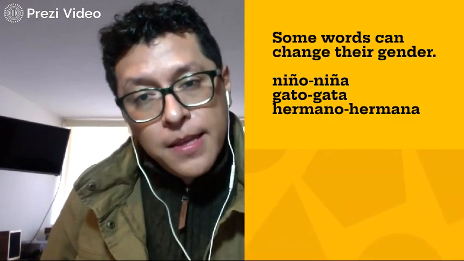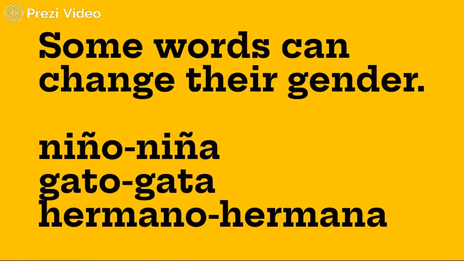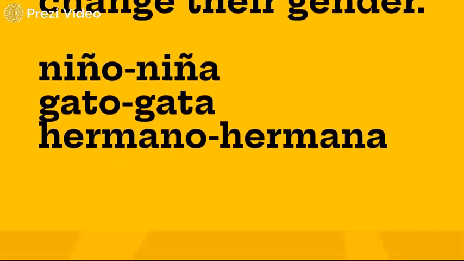So let's take a look at this. It says some words can change their gender. These words change their gender wherever it's very specific that you have male and female, such as human beings or animals. For example, you say niño or niña. Well, it's very clear that you can have a boy, you can have a girl. You have gato, gata, hermano or hermana. Niño is boy, niña is girl, gato is a male cat, and gata is a female cat. Hermano is brother, and hermana is sister.